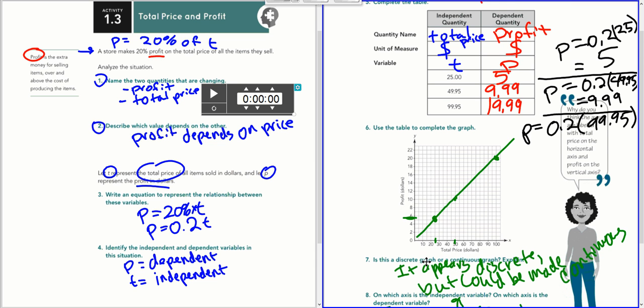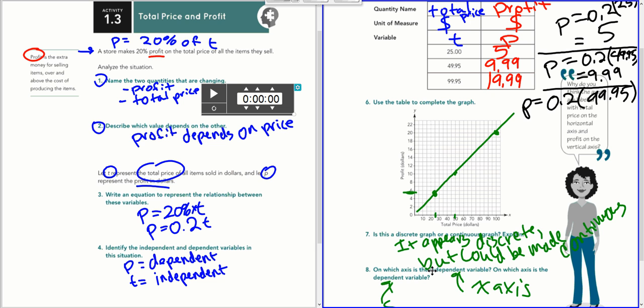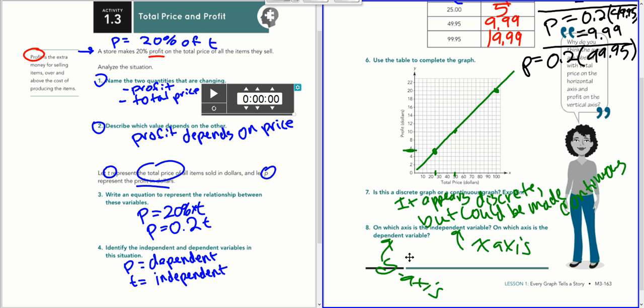This question asks, is this a discrete or continuous graph? Well, it looks discrete because of these individual dots, but theoretically, we could fill in any of these numbers, because we could have any total price for our goods, starting at 0 and going basically into infinity. On which axis is the independent variable? Our independent variable is T, total price, so it's on the x-axis. And the dependent variable is on our y-axis, because profit was our dependent variable.